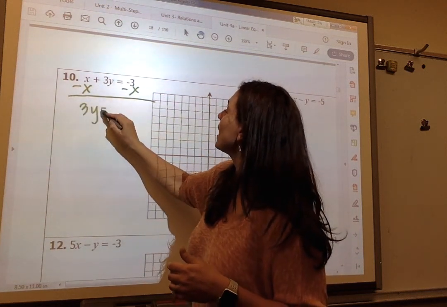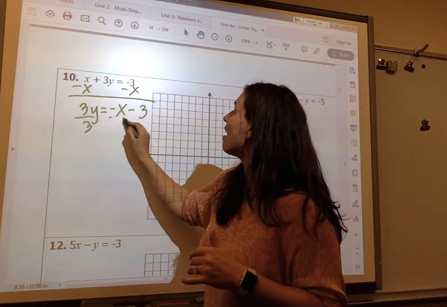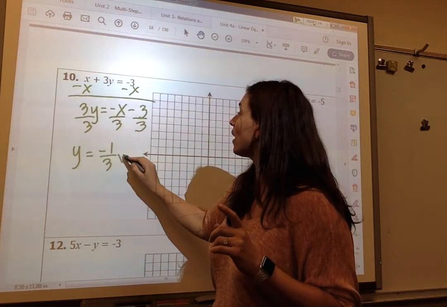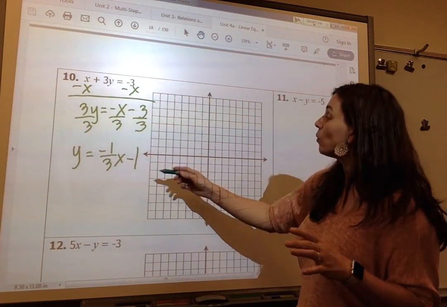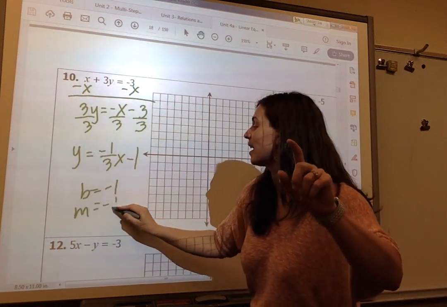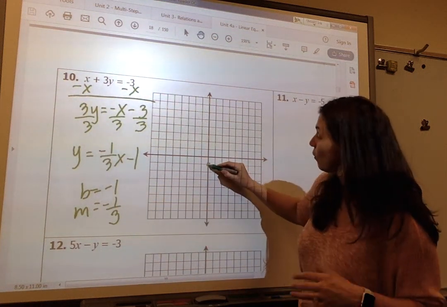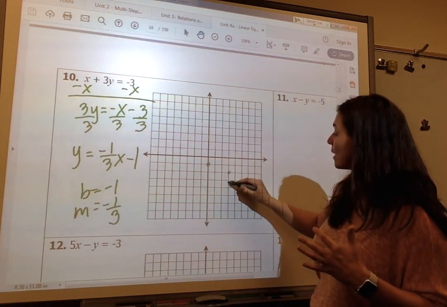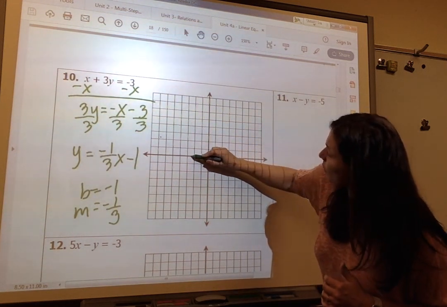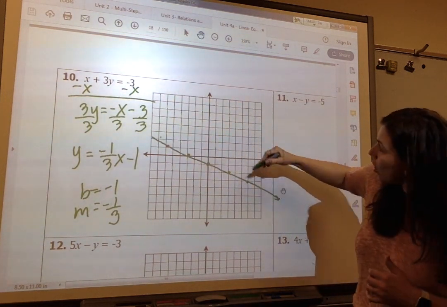So now I have 3y equals negative x minus 3. But I have to get y by itself, so I'm going to divide everything by 3. And I'm left with y equals negative 1/3 x minus 1. So when I graph this, my beginning point is negative 1, and my slope is negative 1/3. So my beginning point, negative 1. Slope is negative 1/3, so I'm going to go down 1, right 3, remembering to use a straight edge. I'm going to go up 1, left 3 just so I get a better grasp of this. Use a straight edge, and I go all the way through.